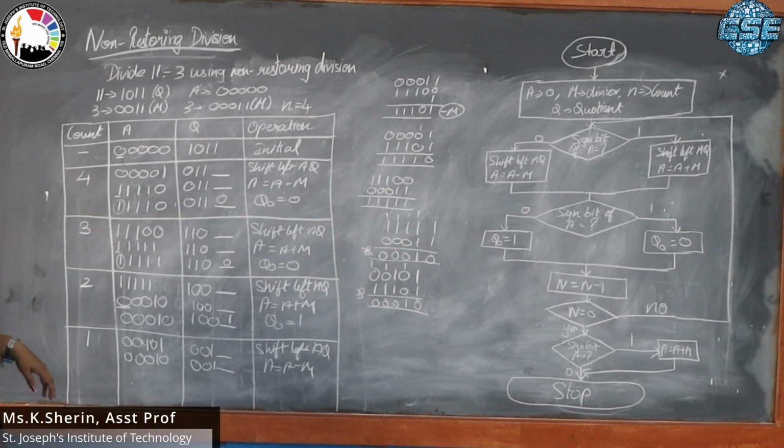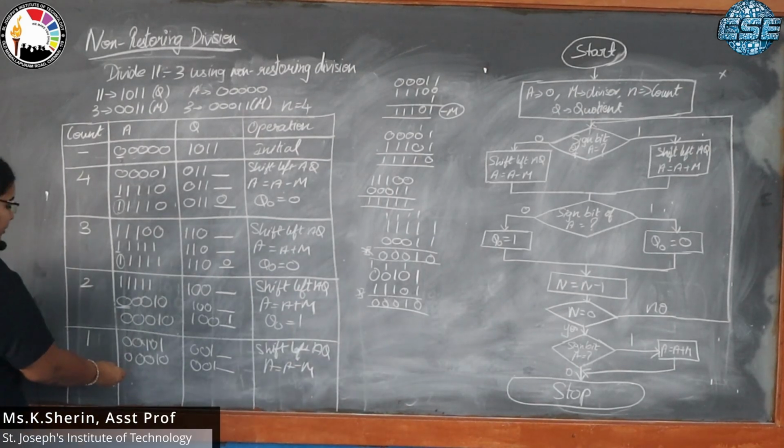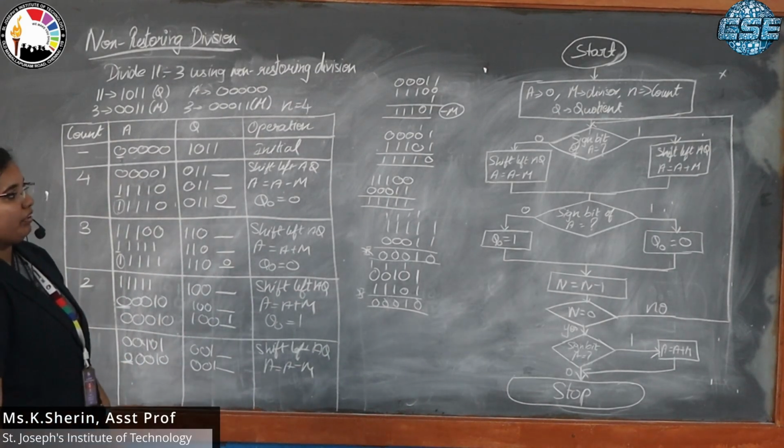What is the next condition given over here? Finding out my sign bit value. When the sign bit value is 0, what are we supposed to do?